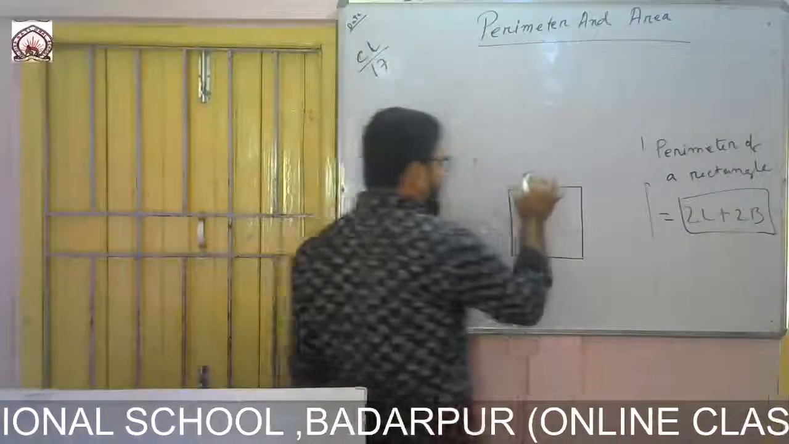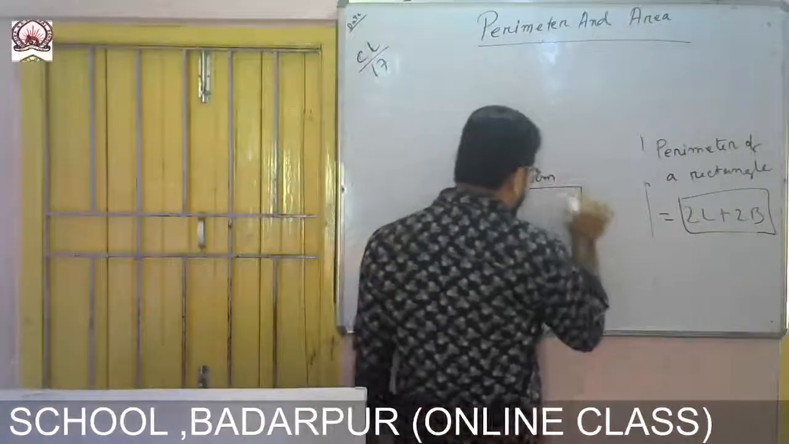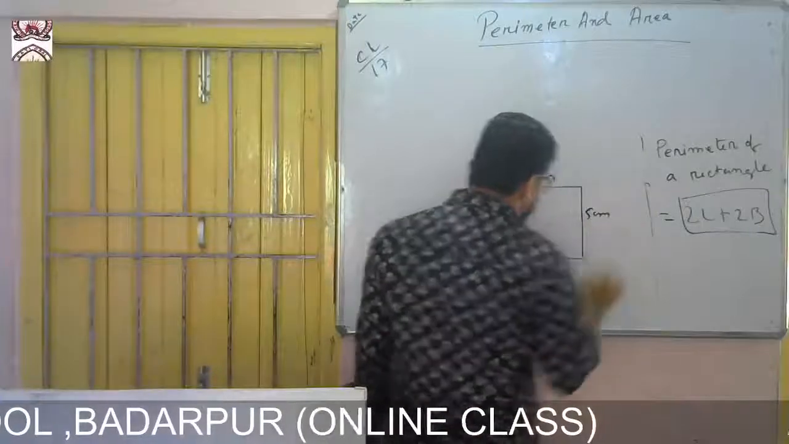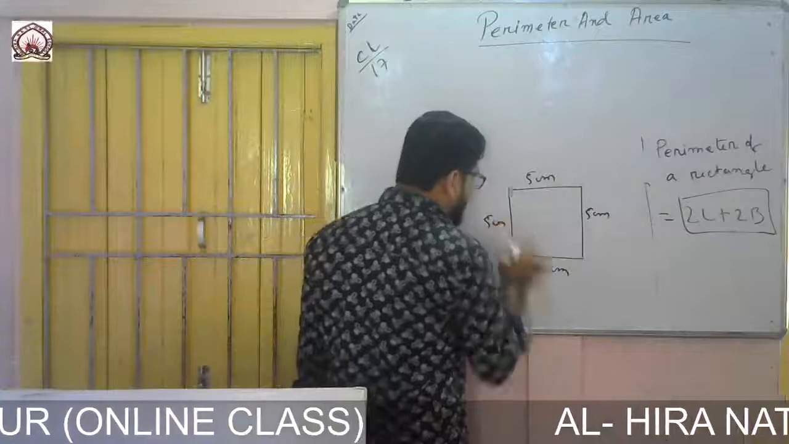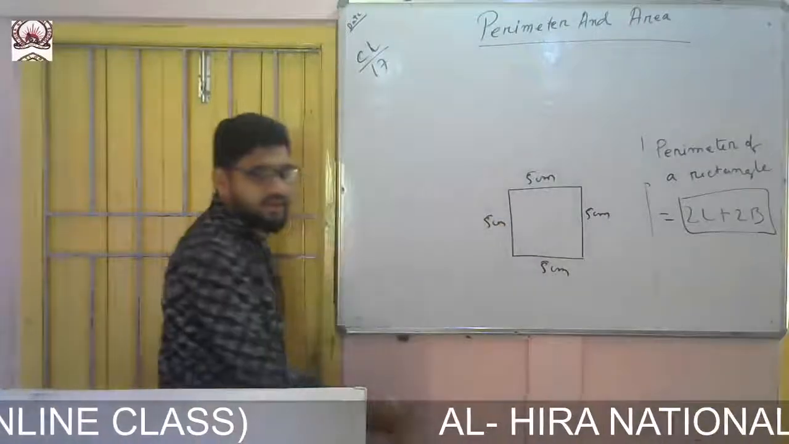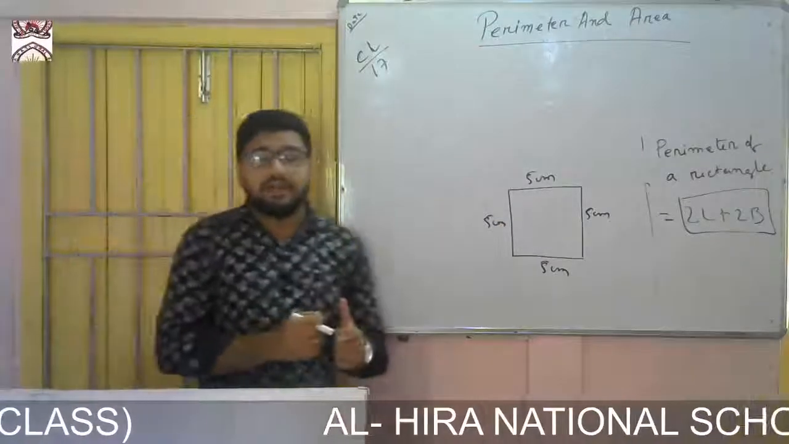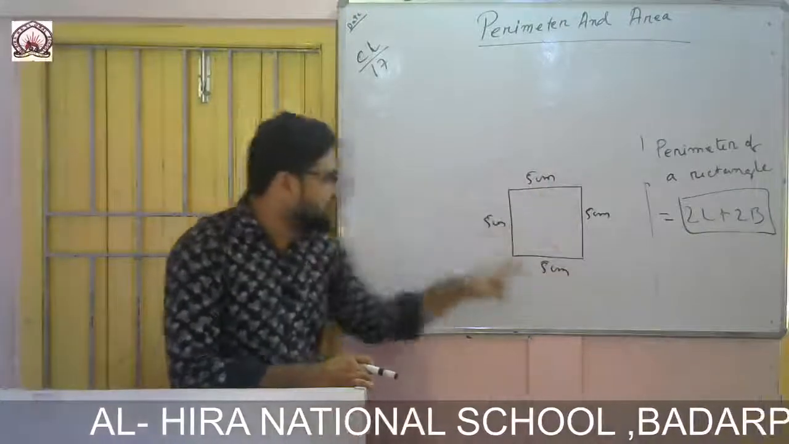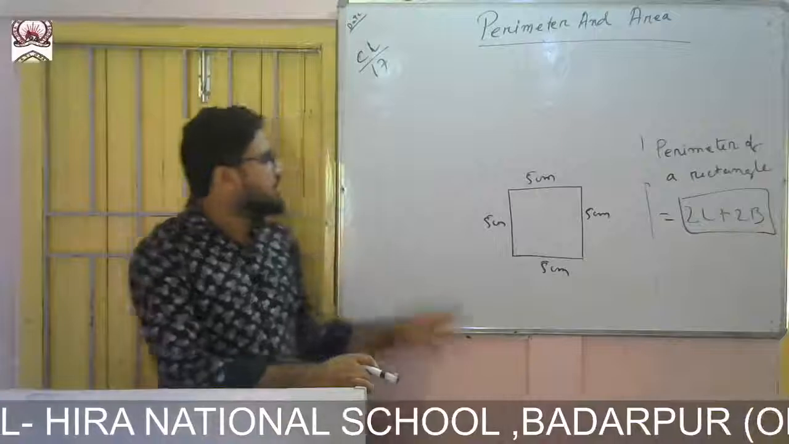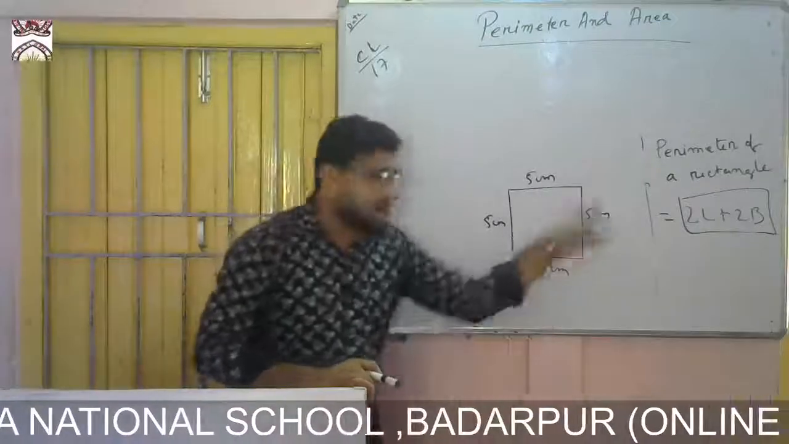So if I take this one 5 centimeter, then this one will also be 5 centimeter, this one will also be 5 centimeter, and this one will also be 5 centimeter. So that is a square. In a square, all the sides are equal. So if this one is 5 centimeter, then all sides will be 5 centimeter. So if I ask the perimeter of a square, how much?